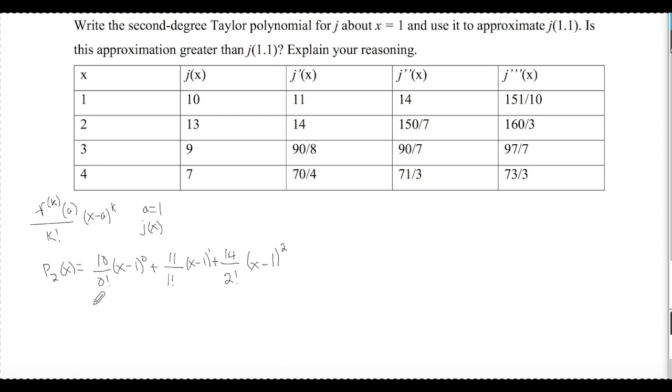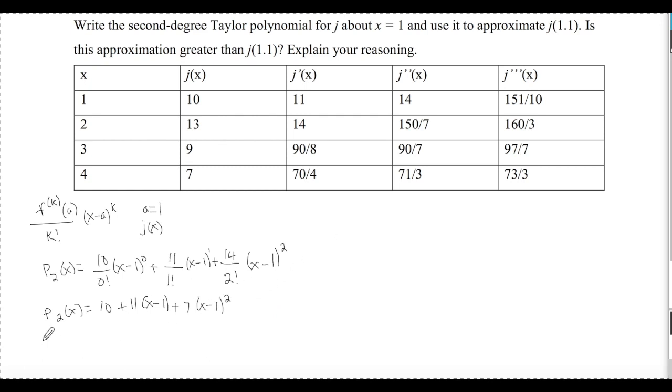We can clean this up a little bit. This means our second degree polynomial would be, remember 0 factorial is 1, so it's 10 plus 11 times x minus 1, plus 2 factorial is 2, so 14 divided by 2 is 7 times x minus 1 squared. Okay, so we found our second degree Taylor polynomial.